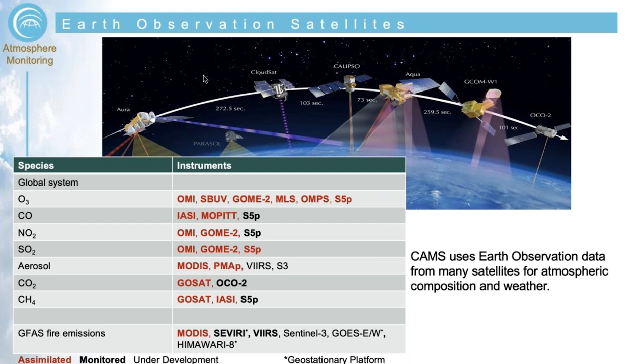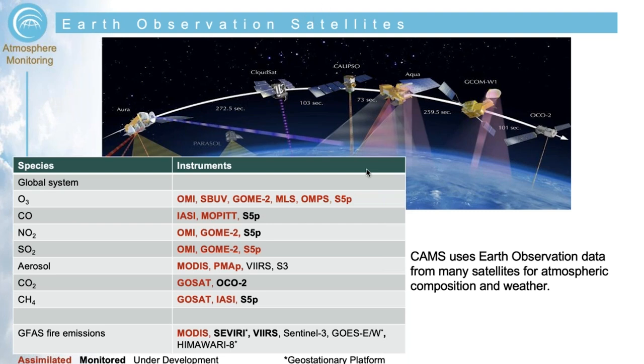So this slide is showing an overview of the different satellite instruments that we're using currently for atmospheric composition applications. So the table here is showing a list of species in the atmosphere, from reactive gases, ozone, carbon monoxide, nitrogen dioxide, sulfur dioxide, also aerosol, and then greenhouse gases, so carbon dioxide and methane. And the very bottom row is then showing the observations that we use to estimate wildfire emissions.